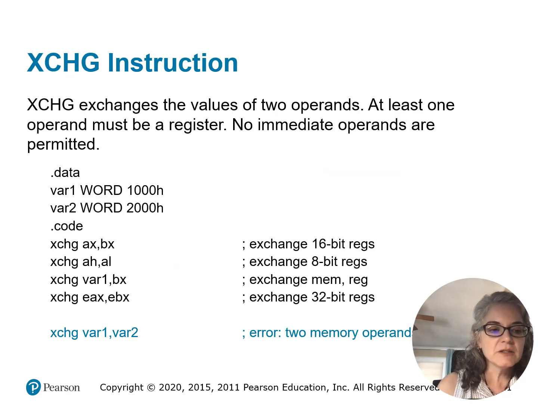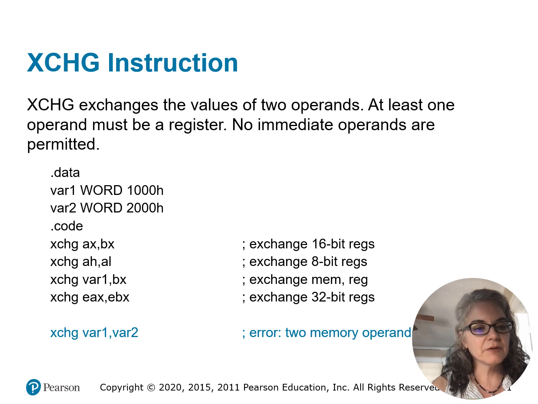We looked at the exchange instruction, where we can exchange the values of 2 operands. Remember, this is 1 operand and 1 operand. At least one of the operands must be a register. No immediate operands are permitted. You cannot have constants here. So you can't have AX and 5, because you're exchanging, so the things you're exchanging have to be in some kind of location, either a register that holds values or a memory location.